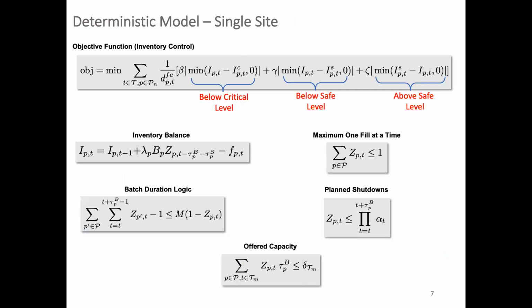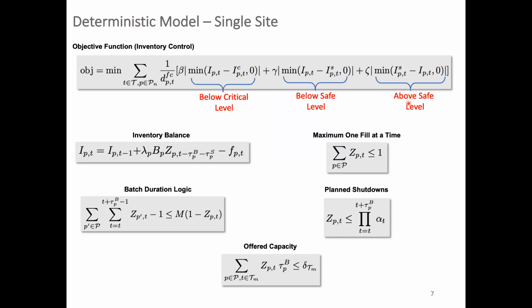This is the deterministic scheduling model for a single site. It is divided in two parts, the objective function and the constraints. The objective is to maintain the product inventory close to the safety stock levels. So any deviation from this target is penalized. If you go below the critical level, you are heavily penalized. If you go below the safety stock, the penalty is lower. While if you go above the safety stock, the penalty is very less.